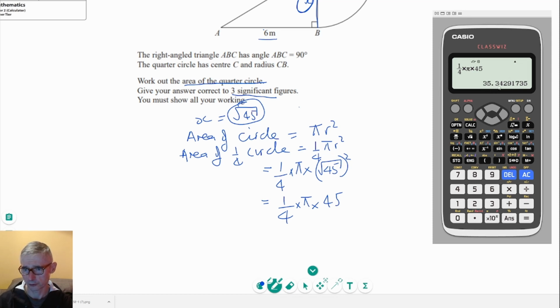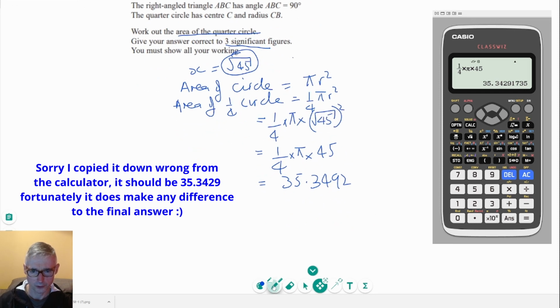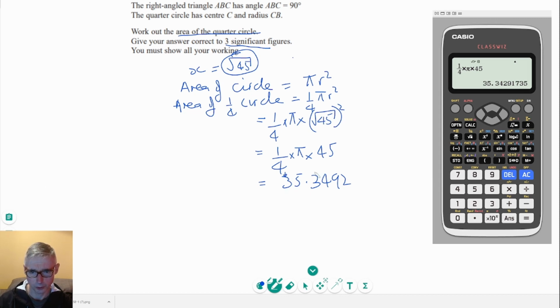So I'm just going to write down a few of those figures: 35.3429. And we want it to 3 significant figures. That means counting from the first figure that's not 0, so counting from this one here. We can see that would make this one the third significant figure, so we're cutting it off there. We have to look at the next figure along, and because that is a 4, which is less than 5, we just keep the 3, the third significant figure, as it is.